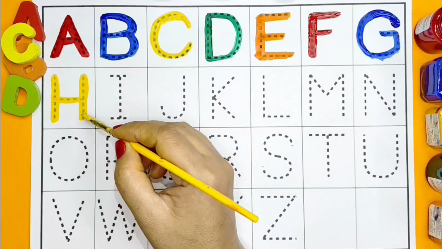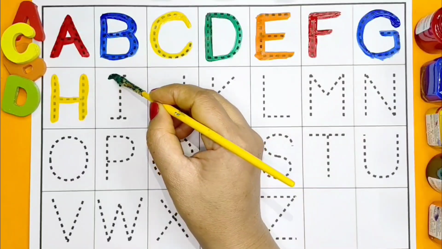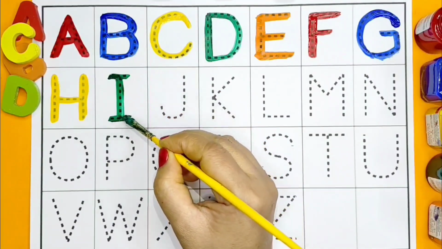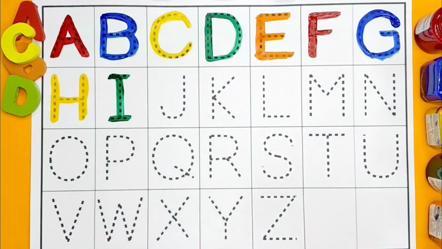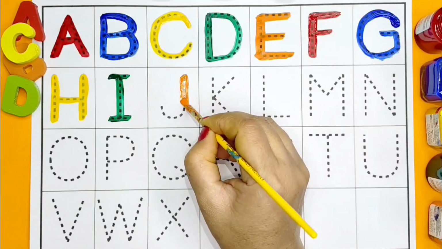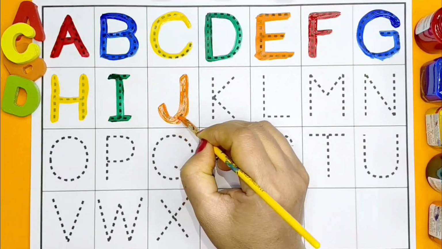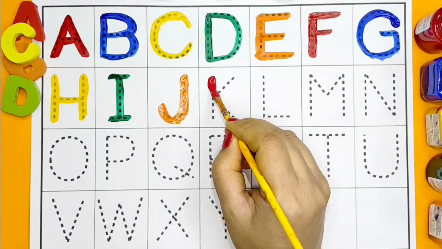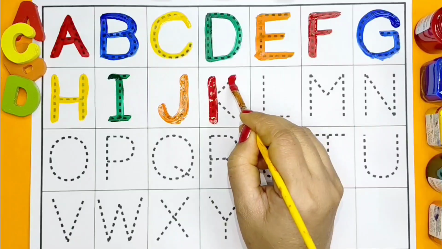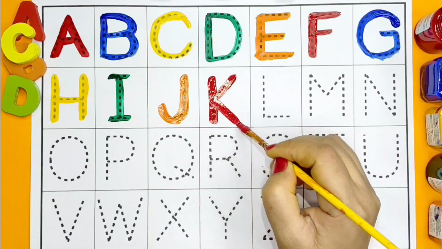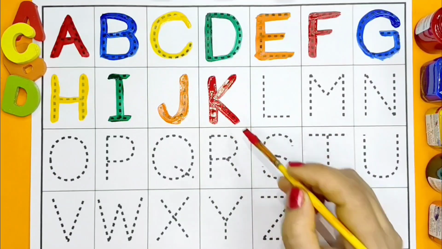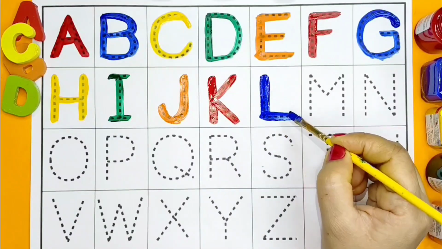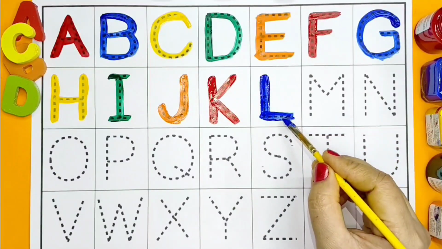H. H for horse. Dark green color. I. I for ice cream. Orange color. J. J for jelly. Red color. K. K for kangaroo. Blue color. L. L for lemon.